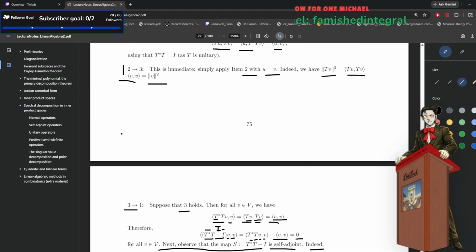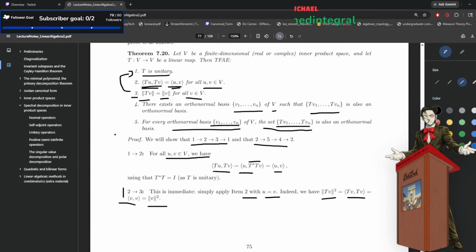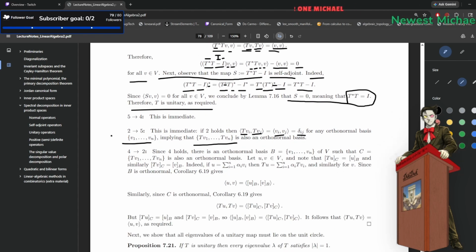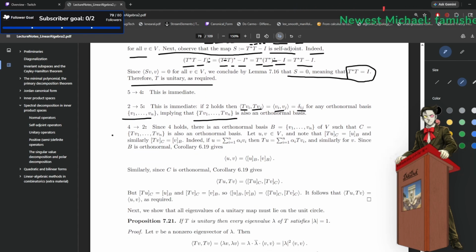Do you just assume 4 always? Oh, right, because 4 is, if you already have this, then it is going to apply. So you don't need to prove 4. You assume 4 from existence. You assume it to exist.